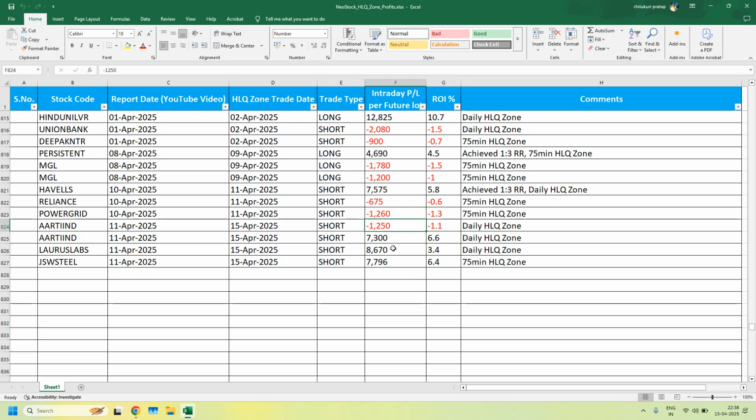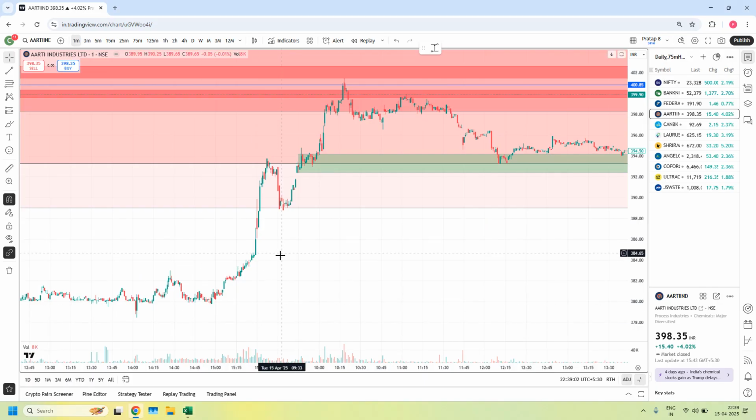And the stopped out trade is 1,250 rupees, which is a minus 1.1% negative ROA it has given. So these are the two trades from Aarti Industries.